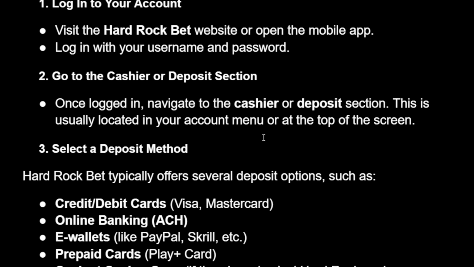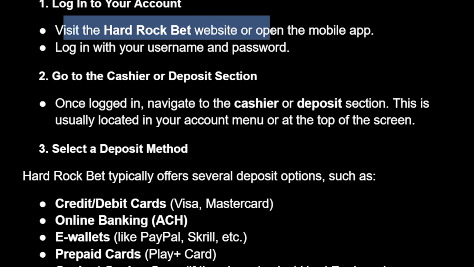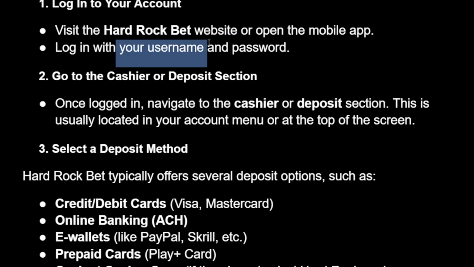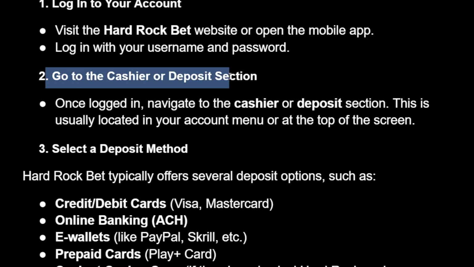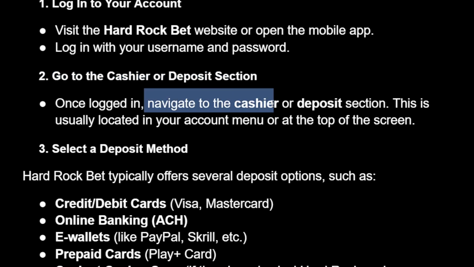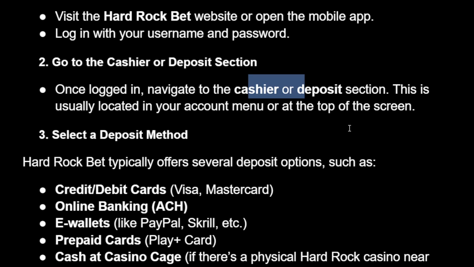Here's a step-by-step guide on how you can deposit money on Hard Rock Bet. First, we will have to visit the Hard Rock Bet website or the mobile app and just log in with our account. The second step will be going to the cashier or deposit section. So once we have been logged in, we will go to cashier or deposit. It should be located in your account menu or at the top of the screen.